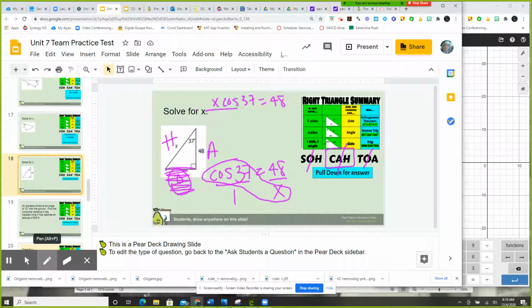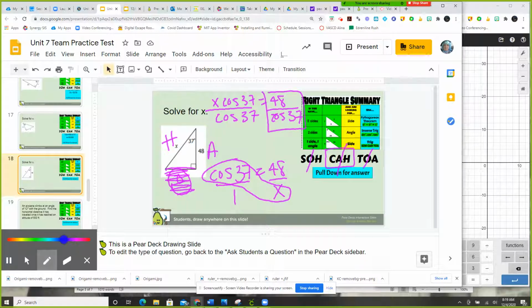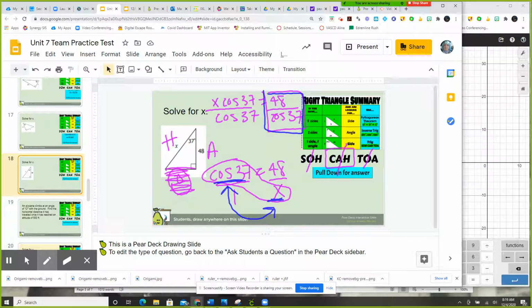And then how do I get the X by itself? So we want to divide by that cosine 37. That's the weird part. So that cosine 37 has to move to the bottom. It's almost like those two things switch places. So we're going to end up with 48 divided by cosine 37.